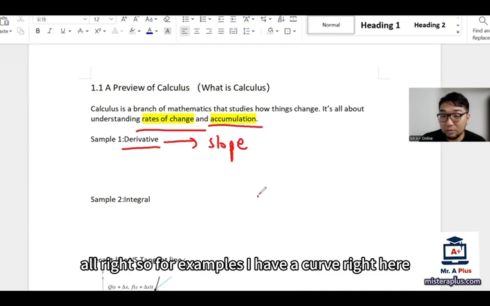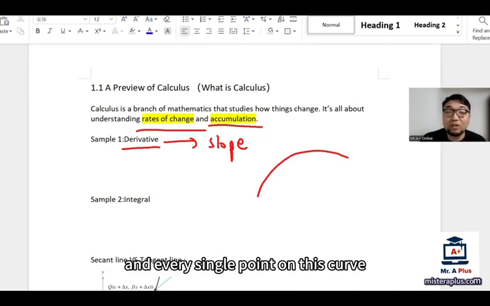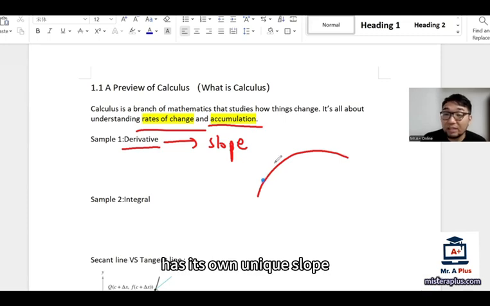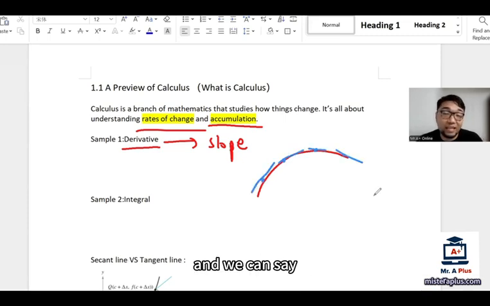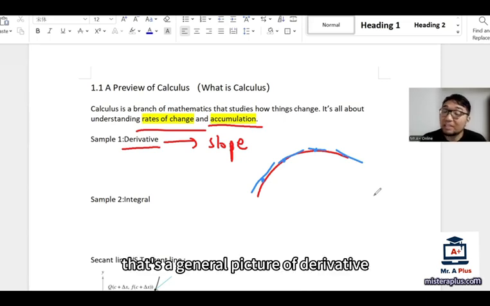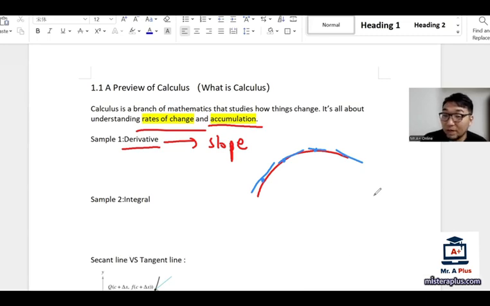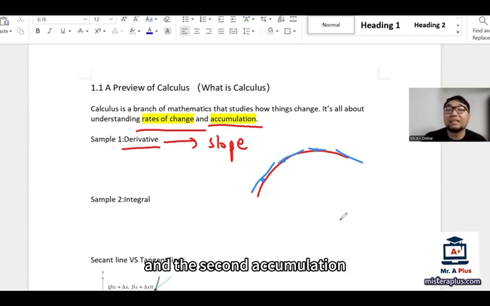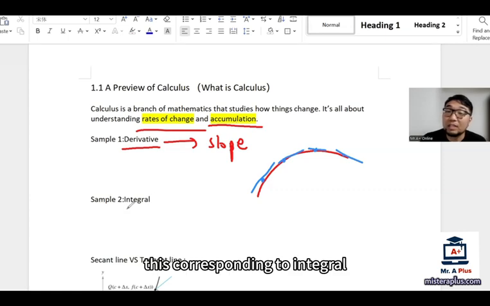For example, I have a curve right here, and every single point on this curve has its own unique slope. And we can say this is the derivative at every single point on this curve. That's a general picture of derivative. Slope, just remember that. And the second, accumulation, corresponds to integral.